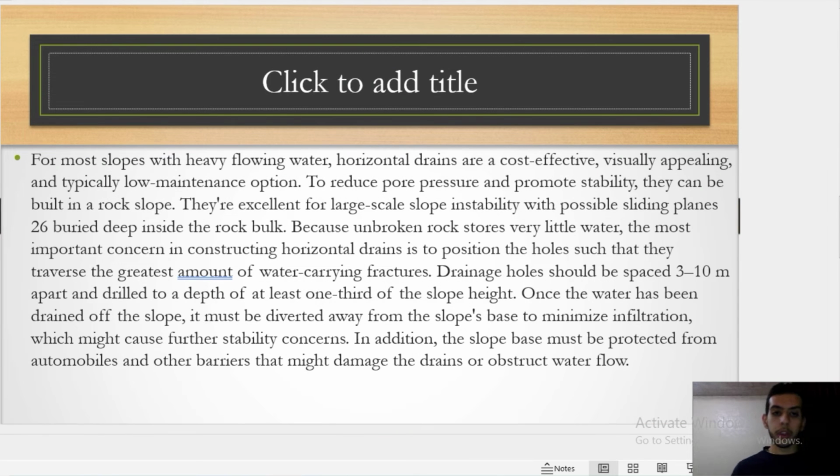For most slopes with heavy flowing water, horizontal drains are a cost-effective, visually appealing, and typically low-maintenance option to reduce pore pressure and promote stability. They can be built in a rock slope. They are excellent for large-scale slope instability with possible sliding planes, 26 feet deep inside the rock block, because unbroken rock stores very little water. The most important concern in constructing horizontal drains is to position the holes such that they traverse the greatest amount of the water carrying fractures.